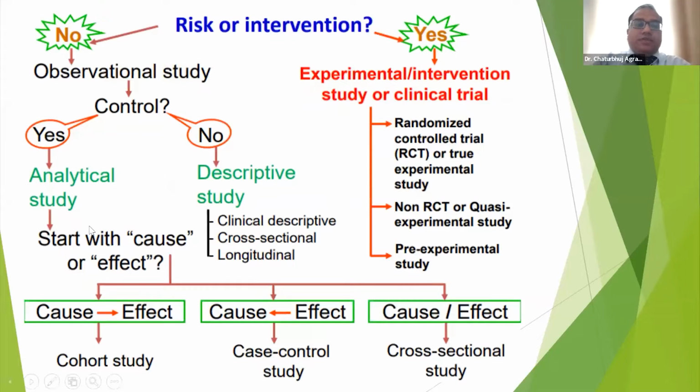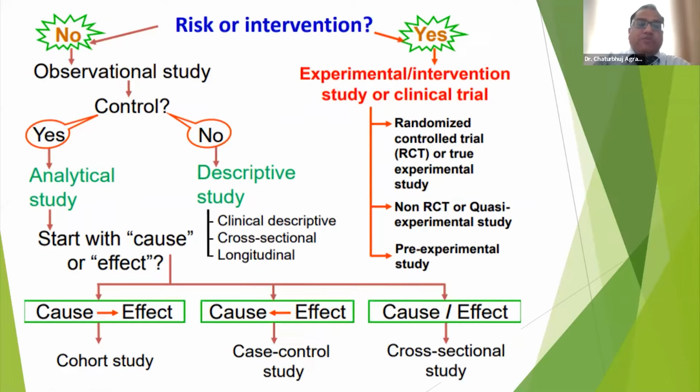Similarly, if there is a risk or intervention, it's an intervention or experimental study. It could be randomized, non-randomized, or pre-experimental. If it's an observational study, then we look for the control. If there are no controls, then it's a descriptive study. If there are controls, then it's an analytical study.